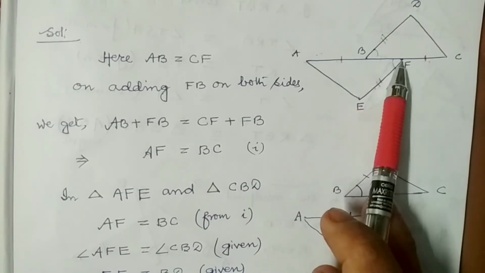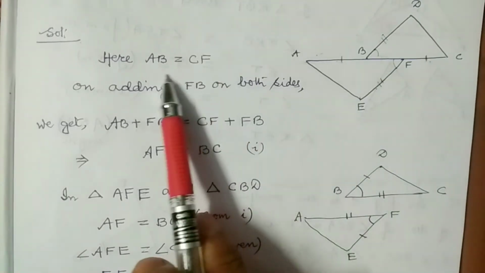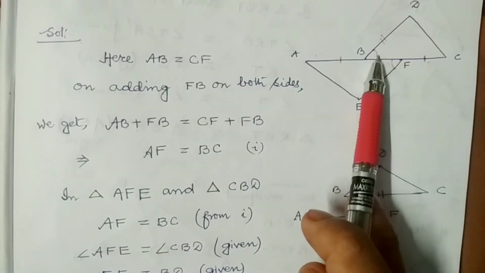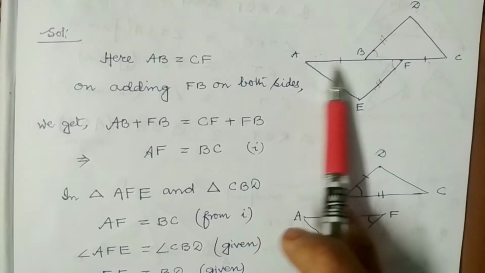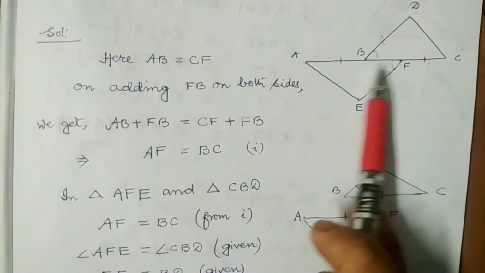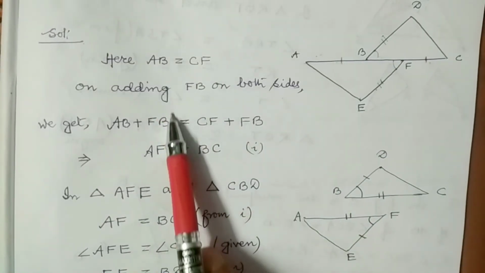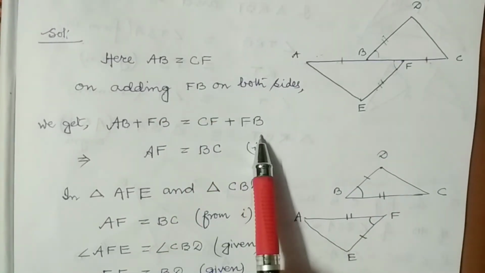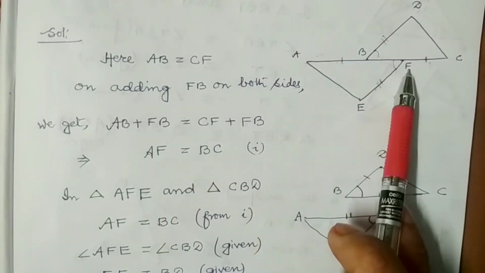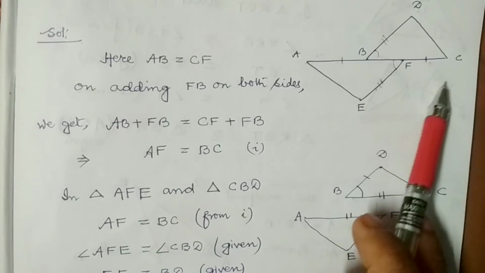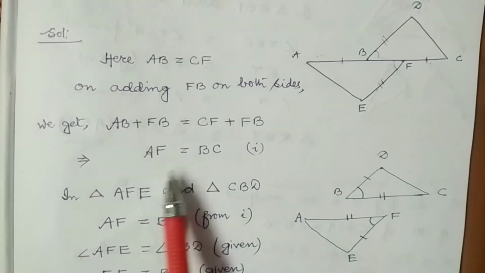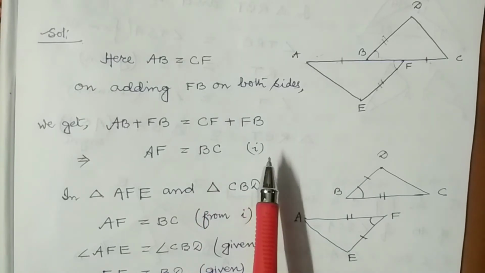Here AB equals CF, given in the question. If I add FB to both the sides, AB plus FB equals CF plus FB. Just see, AB plus FB will be AF, and CF plus FB, you are going to get BC. So AF equals BC, let it be equation number 1.